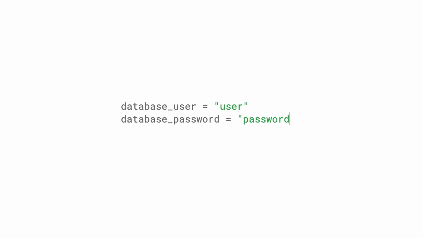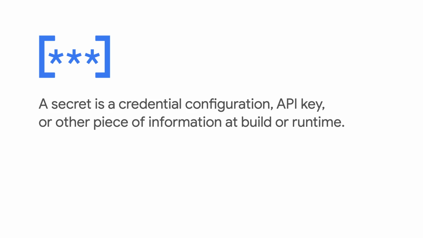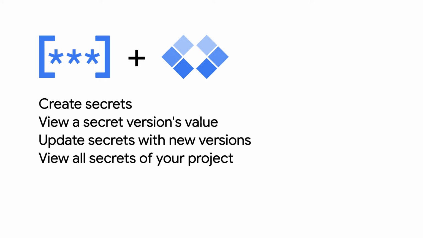Hard-coding sensitive configuration data, like database passwords and API keys, into strings is usually not a good idea for your codebase. Secret Manager securely stores this sensitive data in secrets, a project global object that's available to your application at build or runtime. Cloud Code makes it easy to replace sensitive data in your codebase with secrets that are stored securely on Google Cloud with Secret Manager.